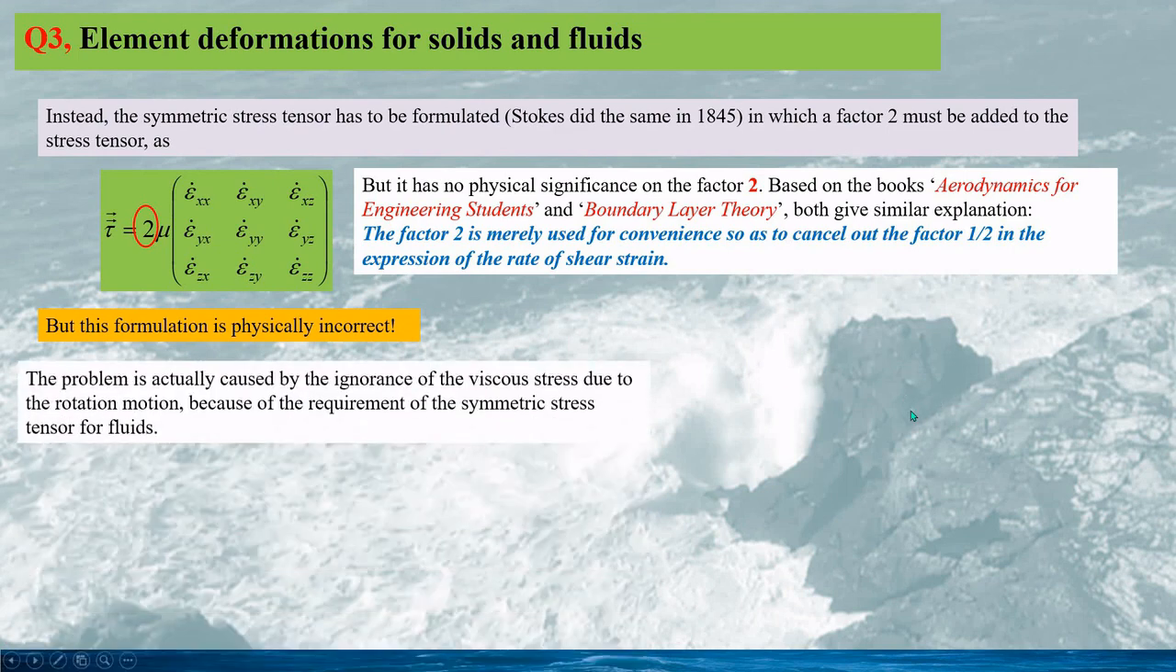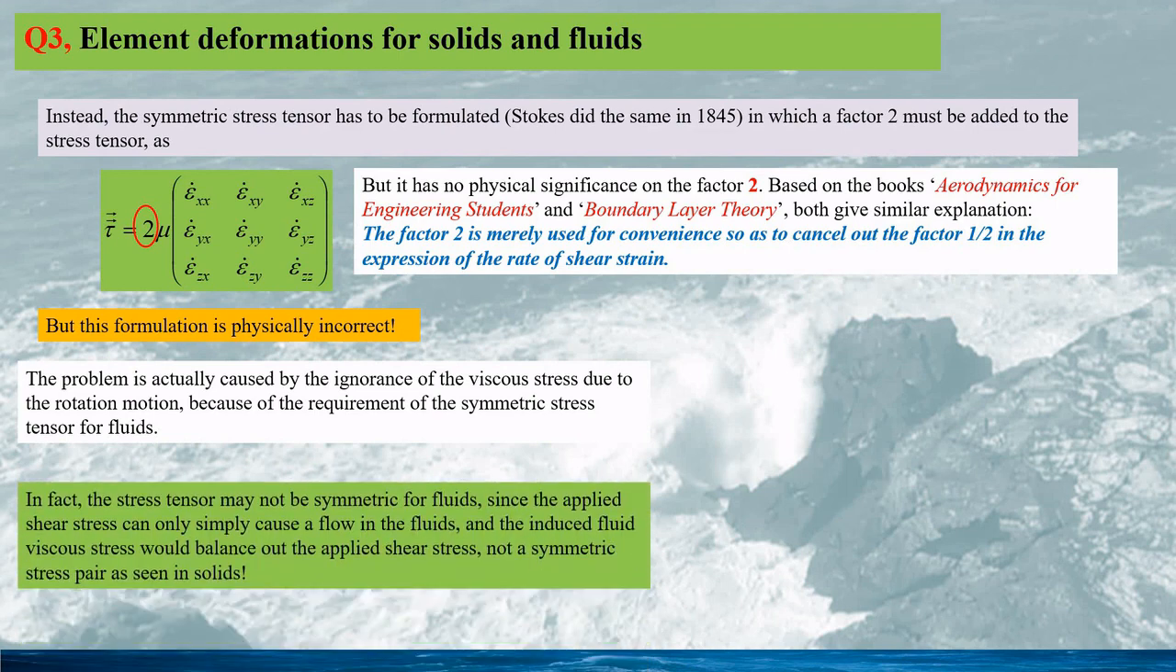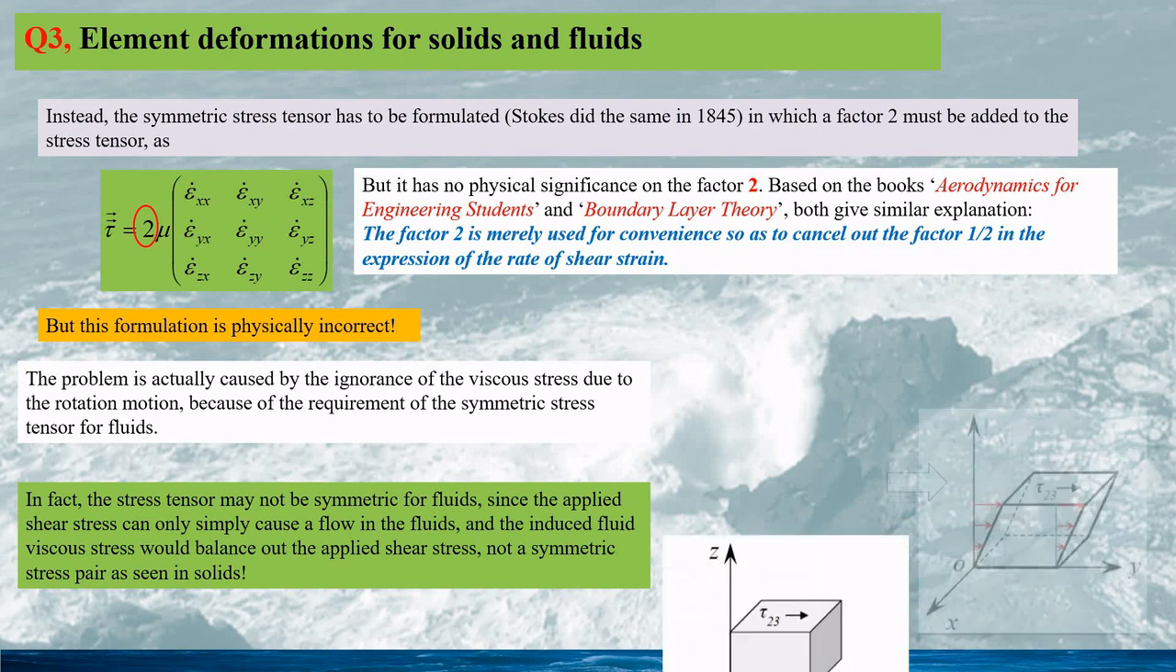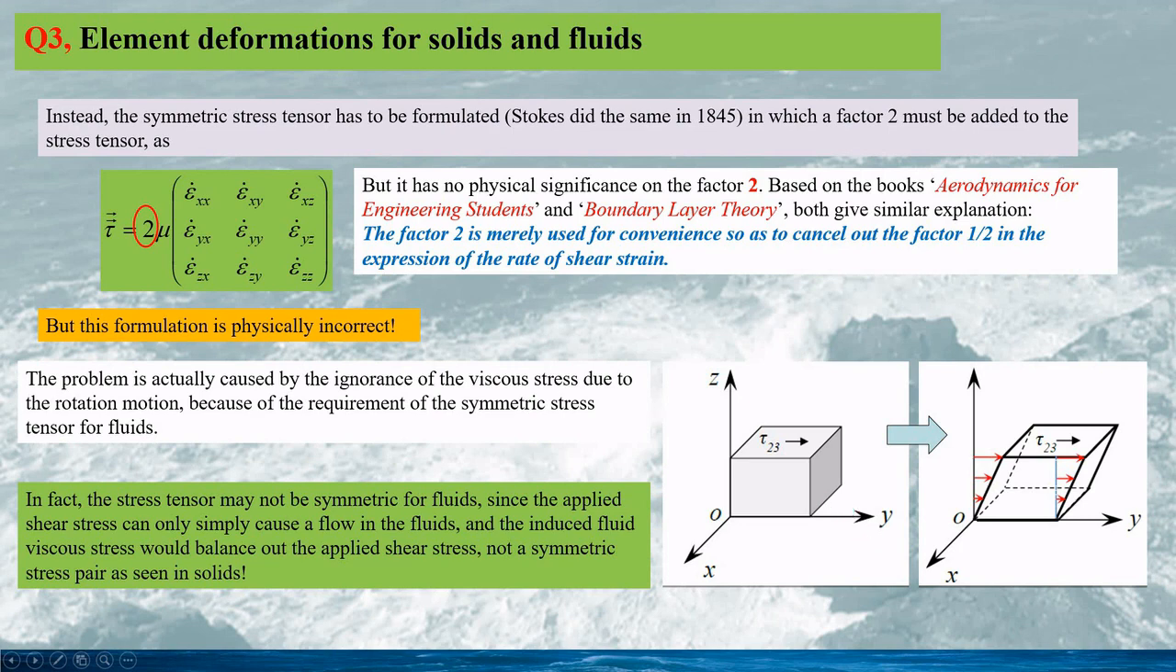The problem is actually caused by the adoption of the symmetrical stress tensor for fluids, where the part corresponding to rotation has been wrongly taken as the non-contributor to the viscous stress. In fact, the shear stress tensor can be asymmetric for fluids, and it would not cause the fluid spinning as we see in the solids. This is the illustration for a fluid element. If a shear stress tau 3 is applied on the element, the fluid flows simply like this, and the viscous forces would balance out the applied shear stress.